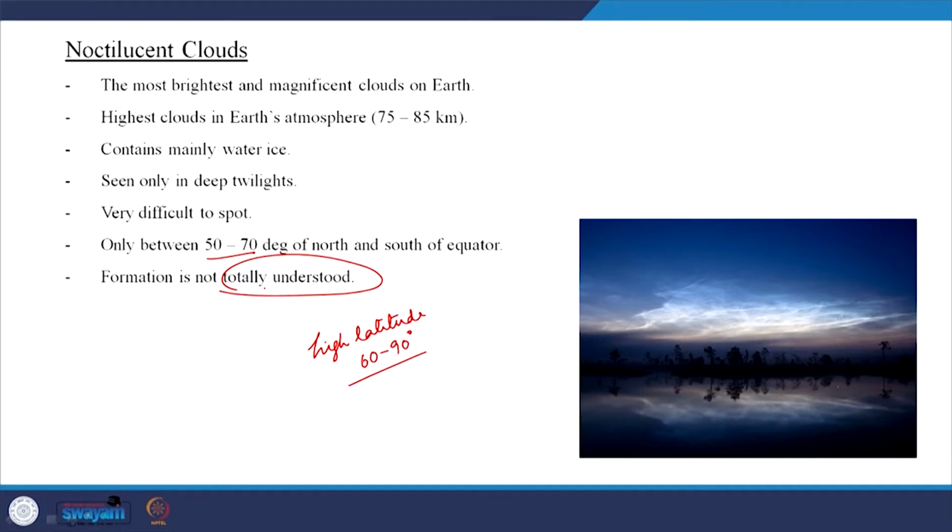So this kind of completes the morphology of the cloud formation. I mean, in how many different ways you can identify the cloud, or looking at the cloud, what can you say about its precipitation chance, things like that.